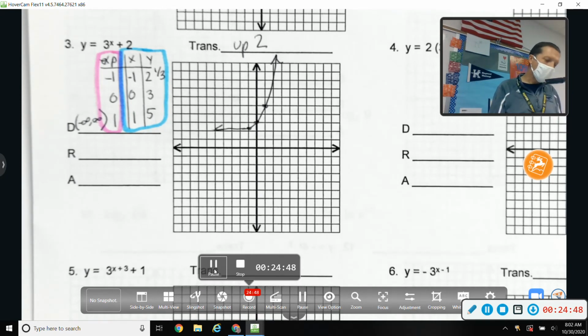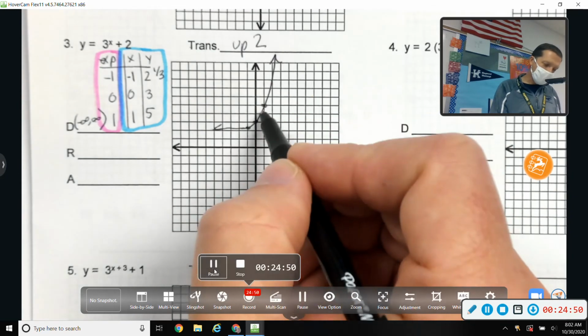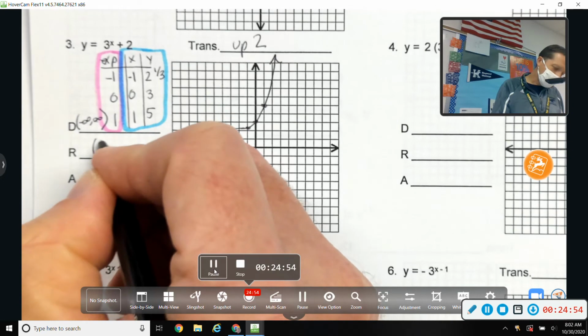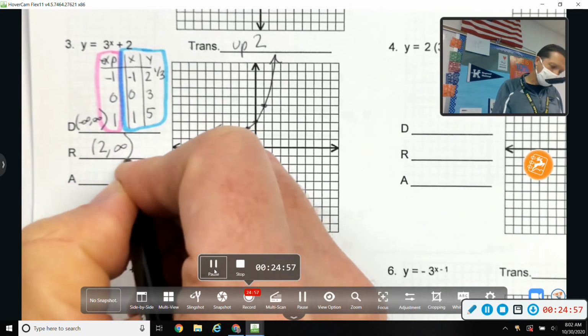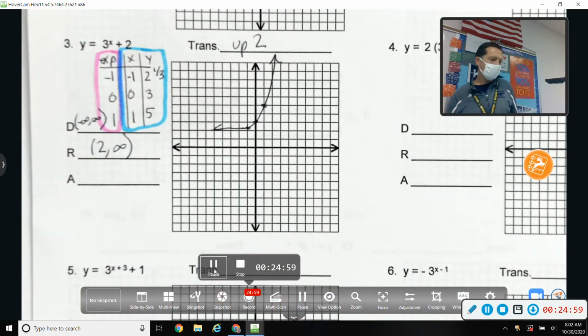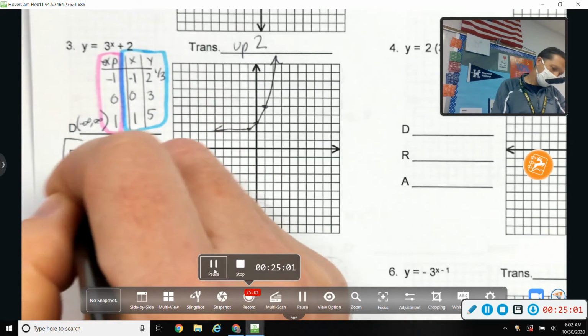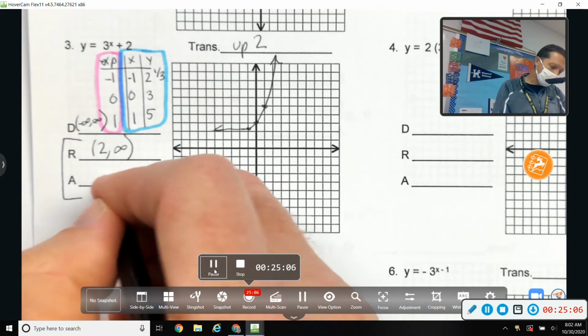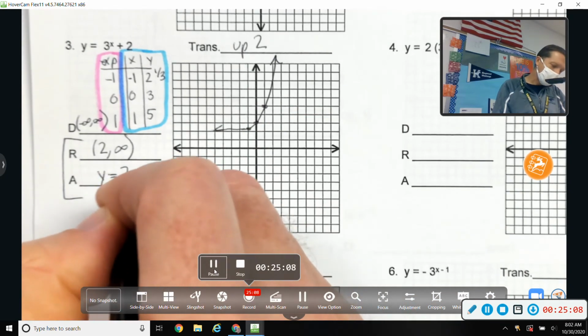Range is where we got to be a little bit careful, because it comes down, but it stops. It almost gets to 2 and goes up from there. So 2 to infinity. Again, range and asymptote kind of go together. We said almost gets to 2. That sure sounds like an asymptote thing going on.